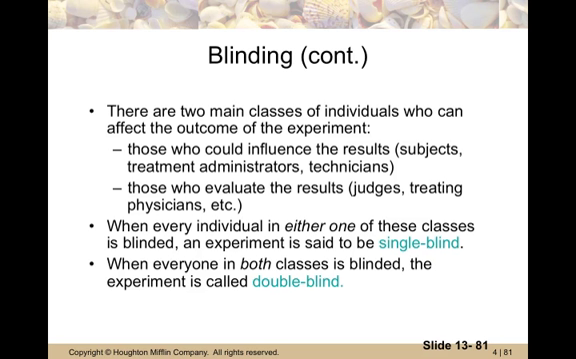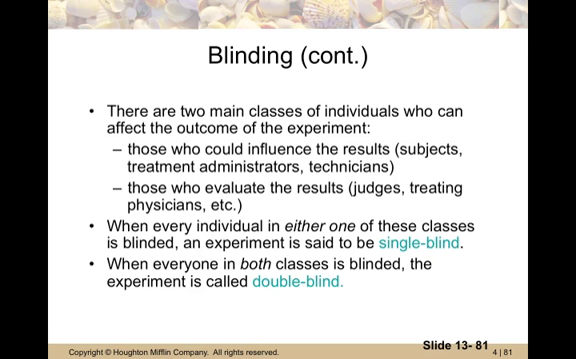Those who could influence the results are the subjects themselves, the treatment administrators, the technicians, and those who evaluate the results: judges, treating physicians, etc. When every individual in either one of these classes is blinded, an experiment is said to be single-blind. When everyone in both classes is blinded, the experiment is said to be double-blind.